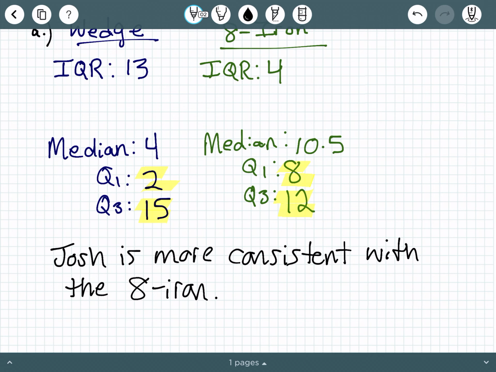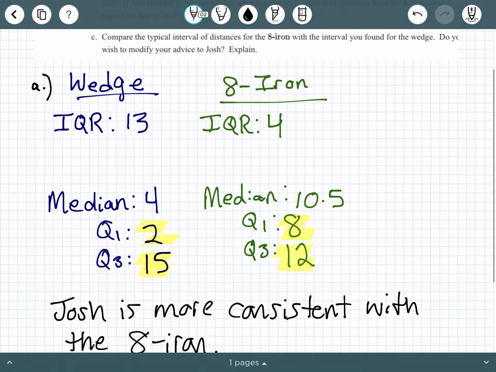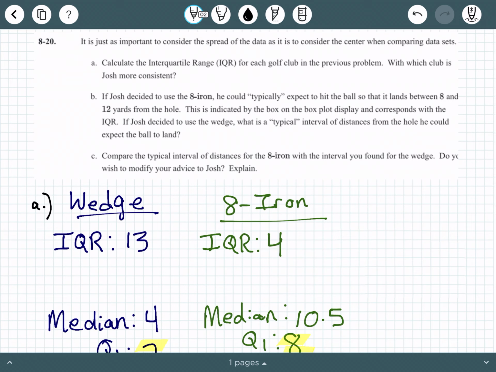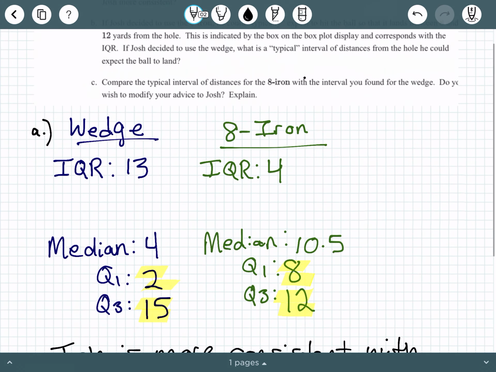All right, and that was all part A. So let's have a look at part B now. So it says if Josh decided to use the 8 iron, he could typically expect to hit the ball so that it lands between 8 and 12 yards from the hole. And again, we are getting that 8 and 12 from our first and third quartile. So anytime he hits the ball with that 8 iron, it's going to, most of the time, land between 8 and 12 yards. So that's where we got that interquartile range. That's what that means.